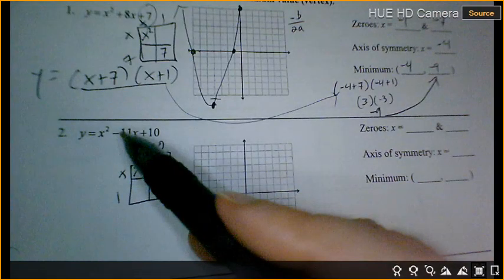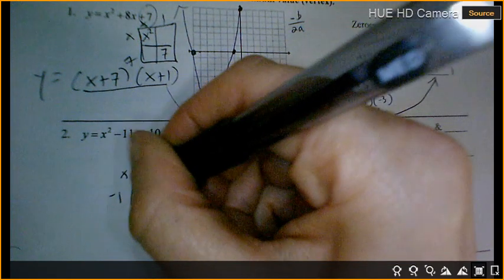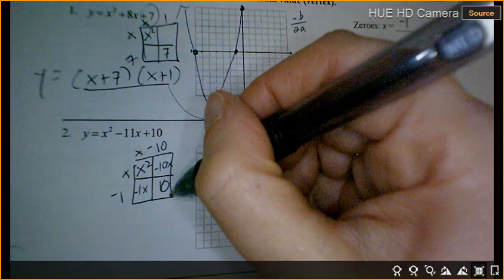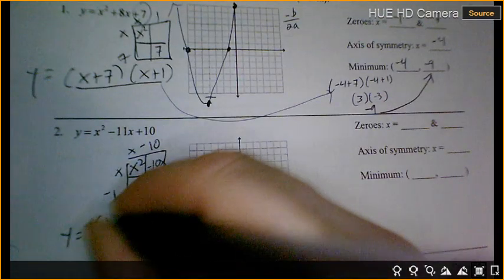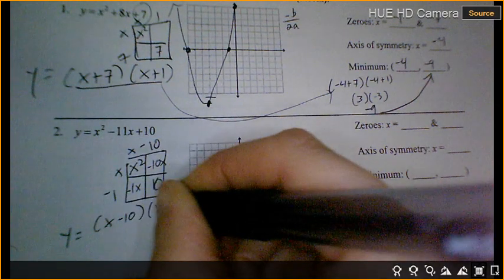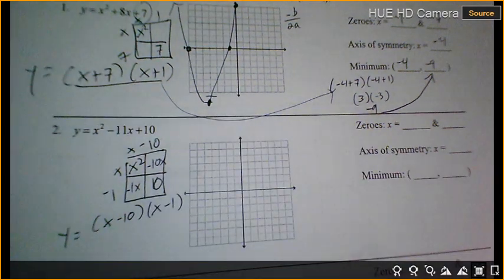But I have -11, so both of them have to be negative. So we have negative 1x, negative 10x. That adds to a negative 11, but a negative times a negative is a positive. So y equals (x minus 10)(x minus 1). Okay, so this is what I want you to notice.